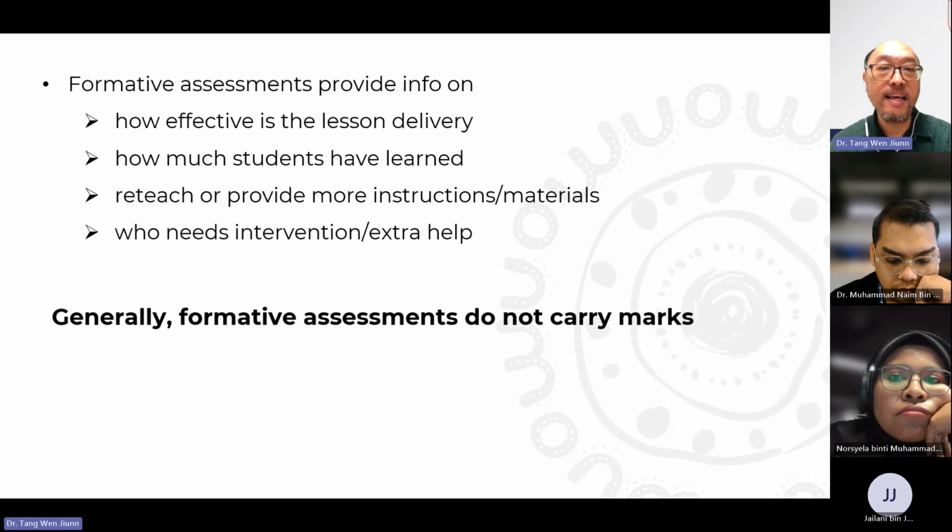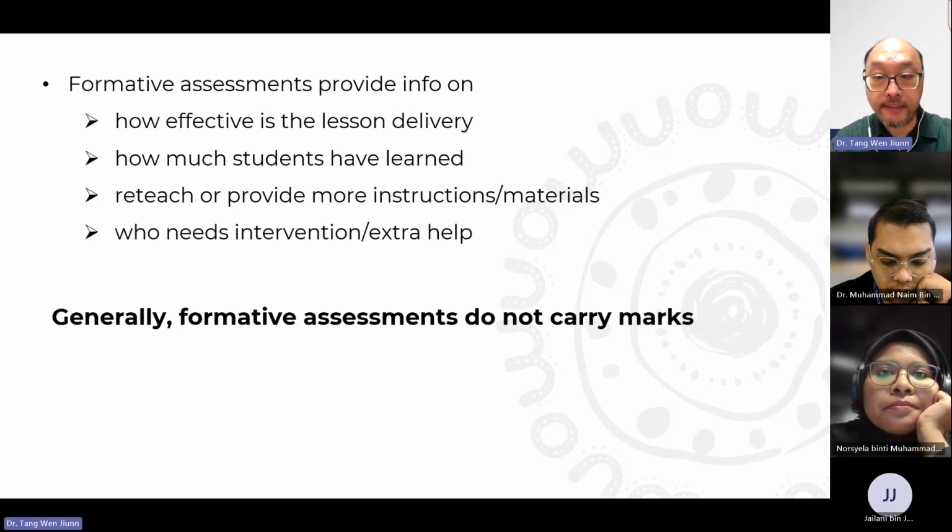So you can see for this formative assessment, we can identify the so-called weak students or the students with difficulties much earlier, before they fail the exam. So this is a sort of prevention. We identify the problems earlier, then we try to solve them before the final exam. This is just a general remark: formative assessments do not carry any marks. They are used mainly to let us know how much the students have learned.